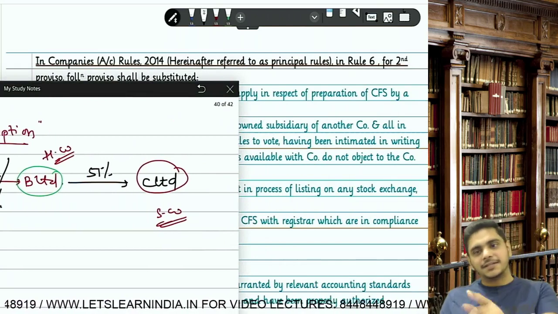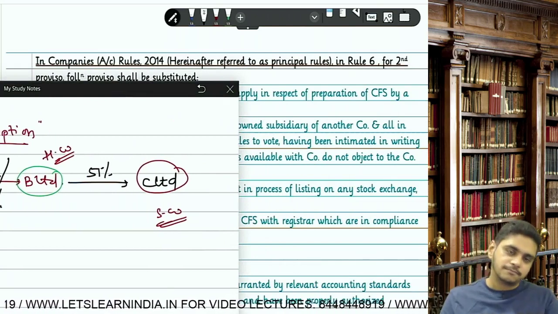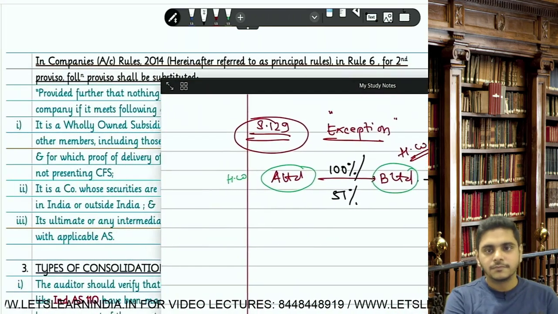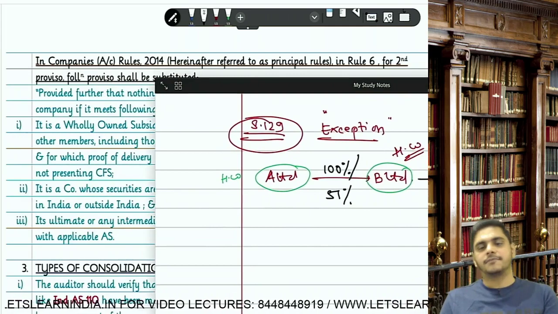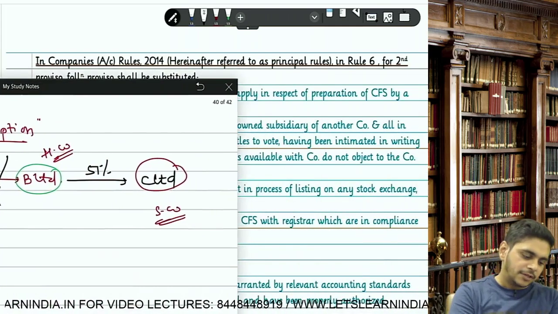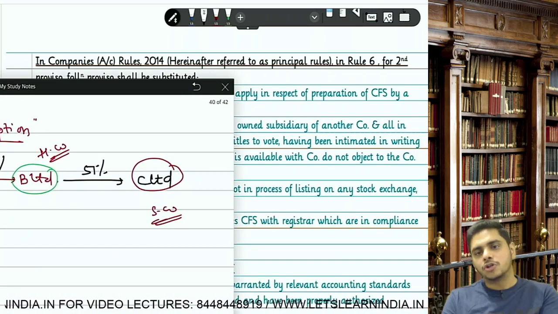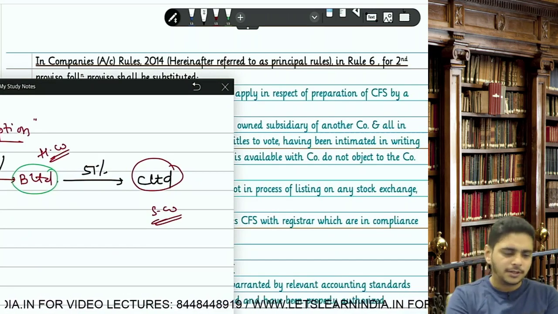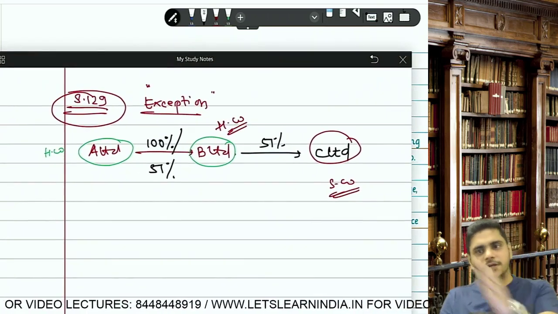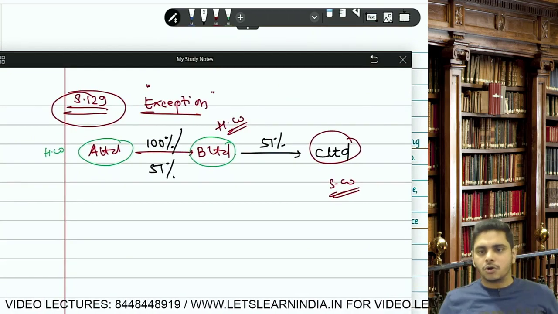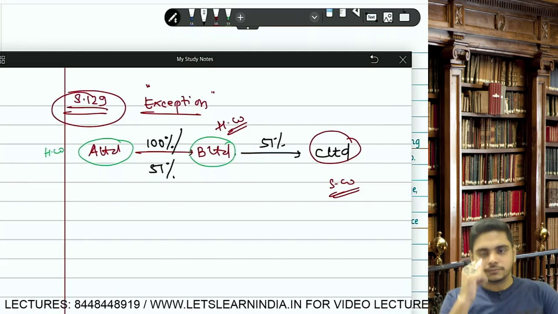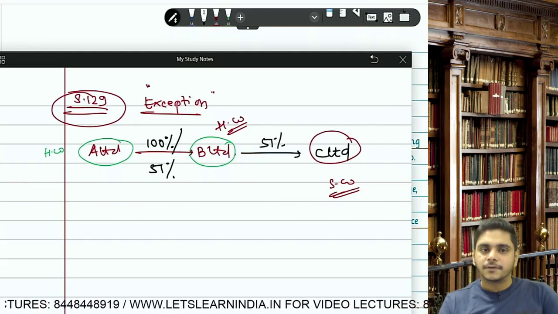If in the picture B and C is there, who will do the conso? Sir, B Limited. Again I do. If in the picture A and B is there, who will do the conso? A Limited. If B and C is there, who will do the conso? B Limited. If in the picture this is there, A, B, C, who will do the conso? Tell me.